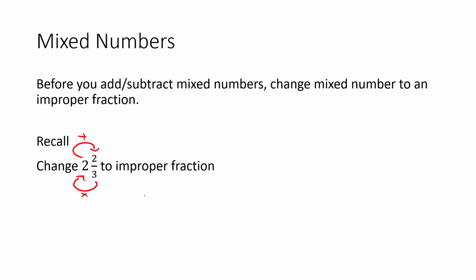So what you're going to do is multiply 2 times 3 to get 6, and then add 2 to that to get 8. So your improper fraction is going to be 8 over 3. Your denominator does not change.